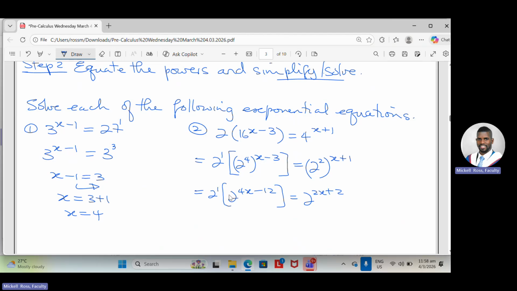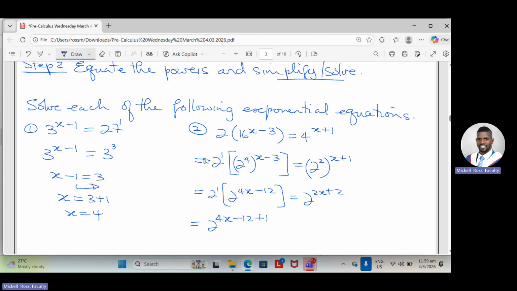Bear in mind that this 2 to the power of 1 is multiplying the brackets. Algebra means multiplication. So this 2 on the outside is multiplying the 2 on the inside to the power of 4x minus 12. And we know for sure that if we are multiplying and the base is the same, we need to add the powers. So this is going to be 2 to the power of 4x minus 12 plus 1. So this is 4x minus 12 with 1 power added to it, which is 1.